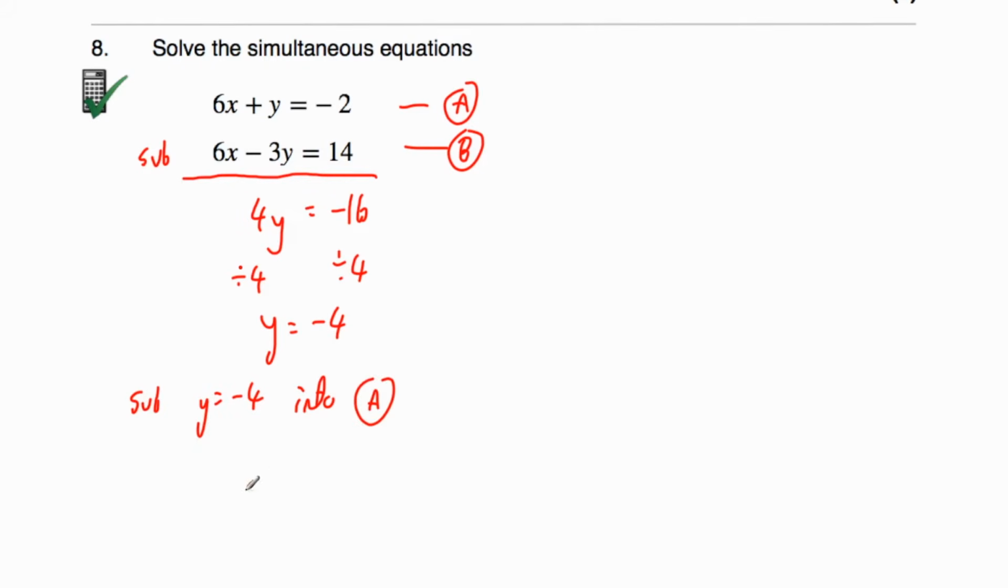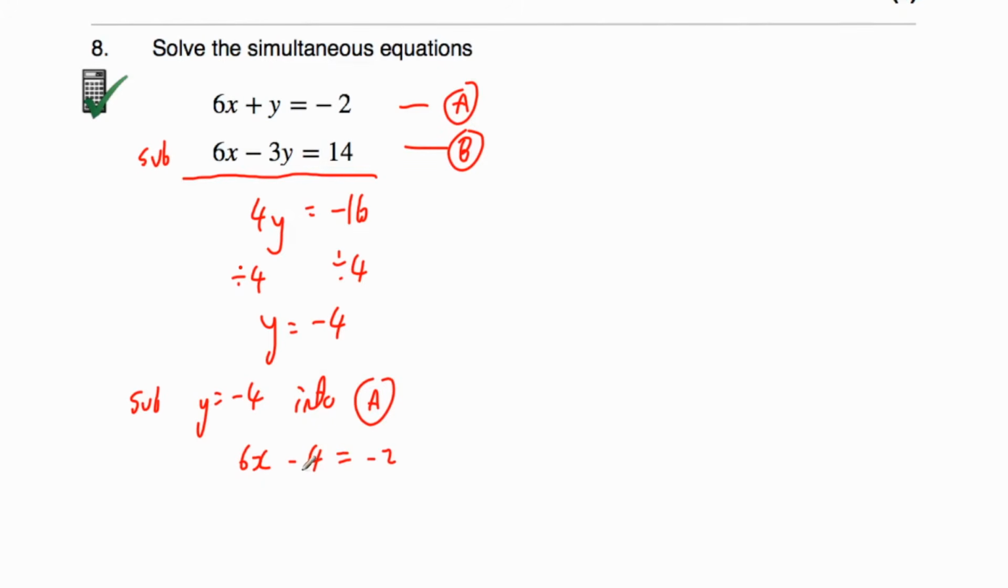And that would give us 6x, then we've got add y. Now we're adding minus 4. When you add a negative number, it's the same as taking away, so it's going to be minus 4. Instead of writing plus minus 4, we're just going to write minus 4. And that's equal to minus 2.